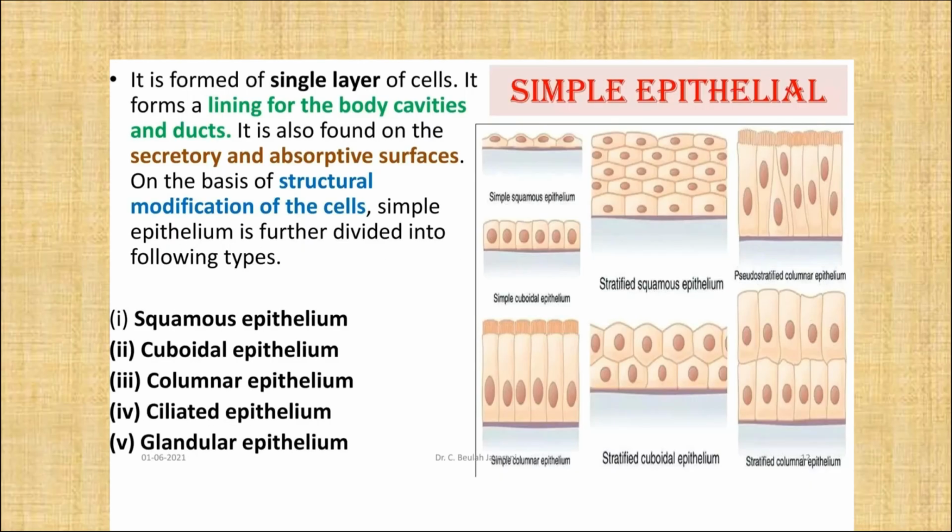See here, this is the photo of the simple epithelial cells. It forms a lining of the body cavities and the ducts. It is also found in secretory and absorptive surfaces usually. Based on squamous cell modification, different types of cells are formed, but of course it is a very simple epithelium, and it contains the stratified cuboidal epithelium, stratified squamous cells, simple squamous cells, simple cuboidal cells, then simple columnar epithelial cells.